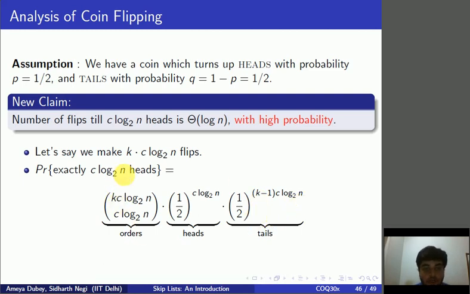But we don't want exactly c log n heads. What we are interested in is at most c log n heads, which is the probability that we don't get c log n heads. So that is the opposite of what we are claiming, right?